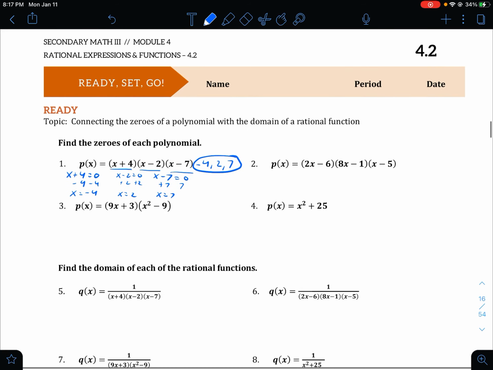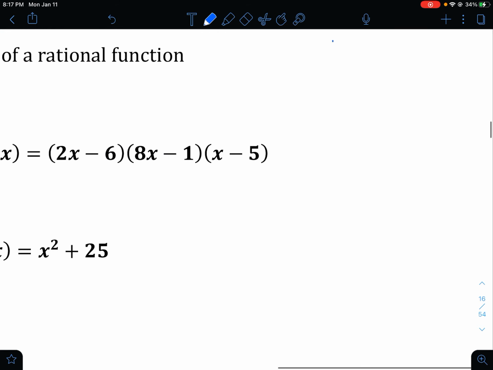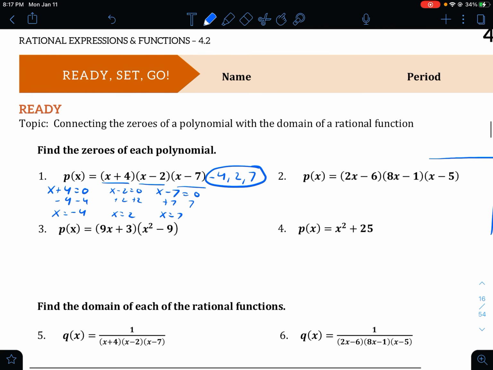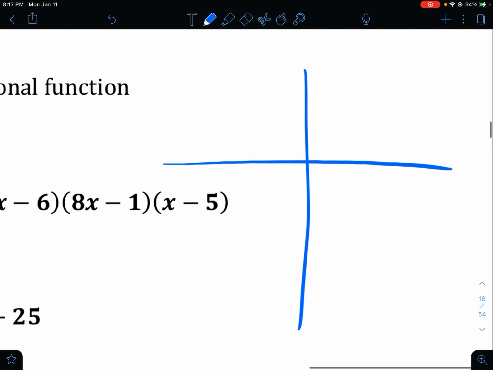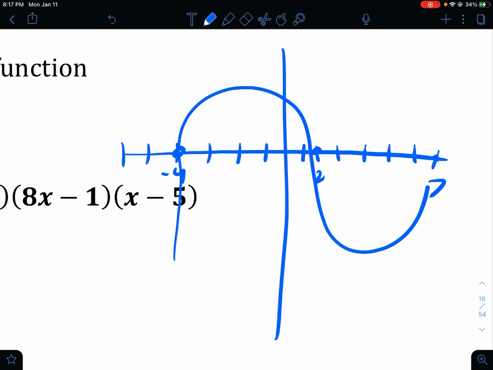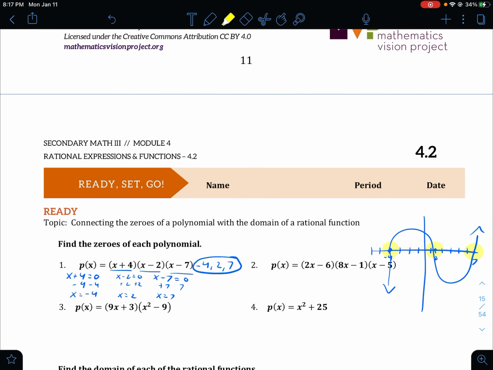In case you forgot, I'm just going to do a rough graph here. If we were to draw a rough graph of number 1, we know that its zeros are at negative 4, 2, and 7. So we've got negative 4, 2, 3, 4, 5, 6, 7. That tells you that this polynomial is going to look something like this. And it's going to go through the x-axis at negative 4, 2, and 7. And that's what those values mean.